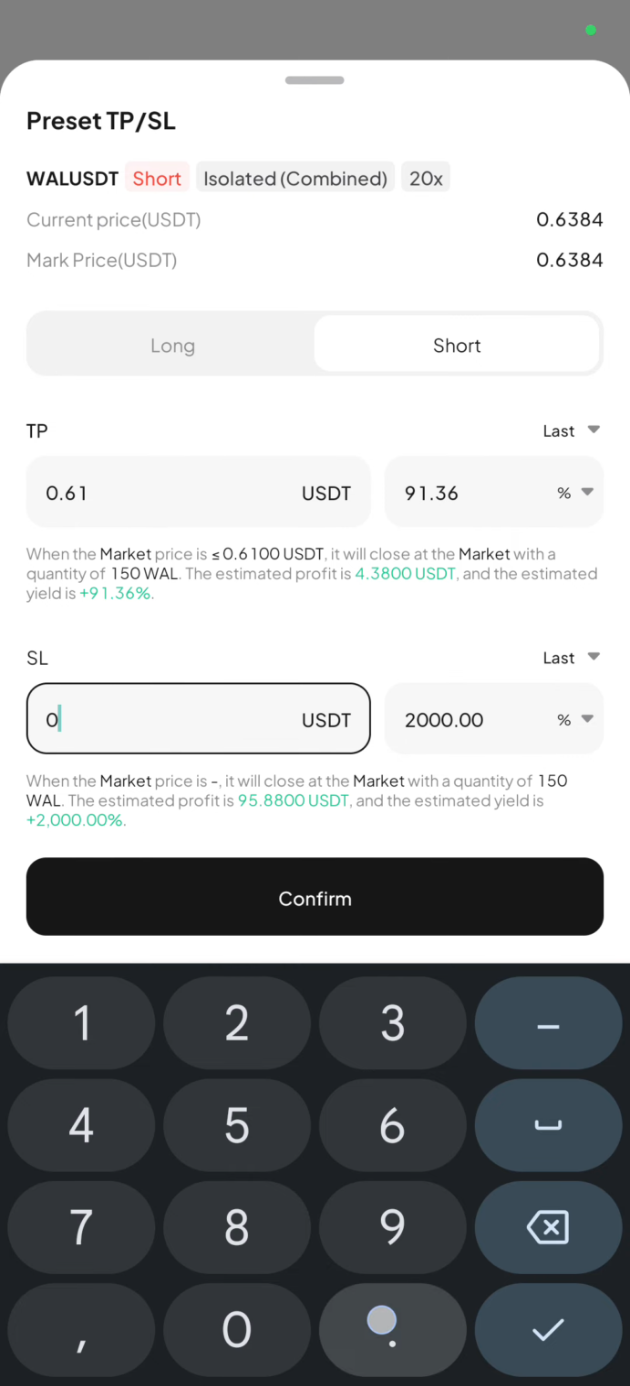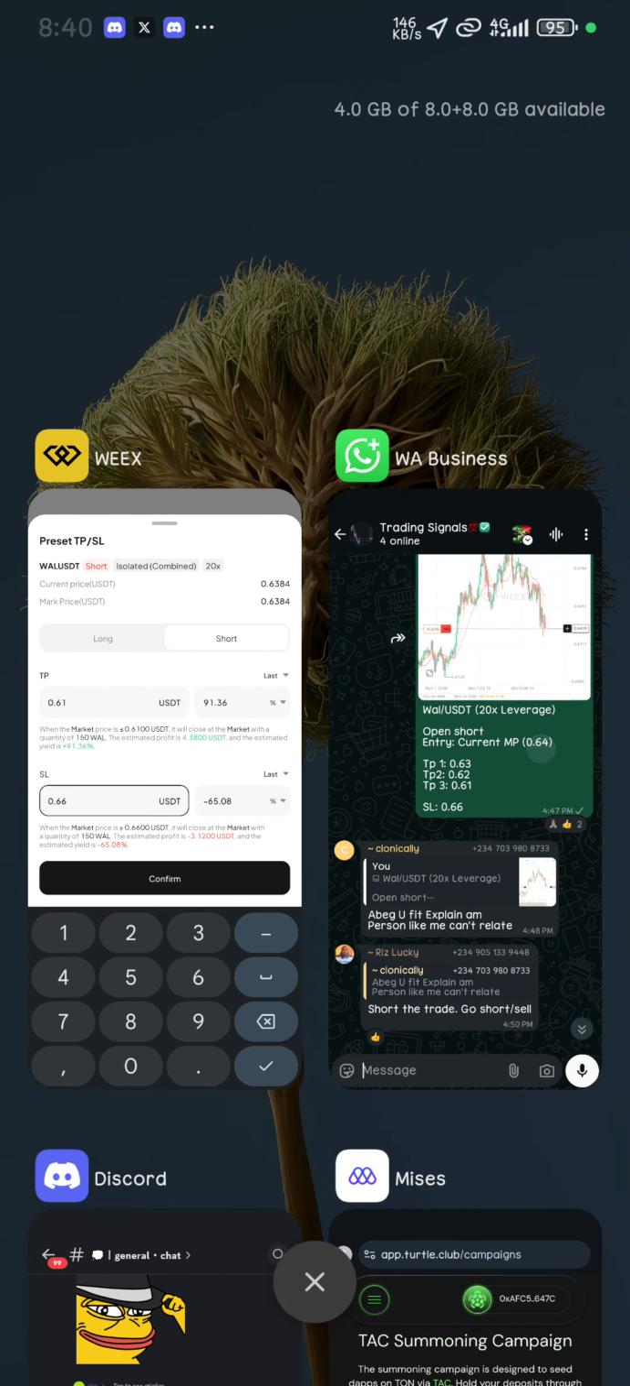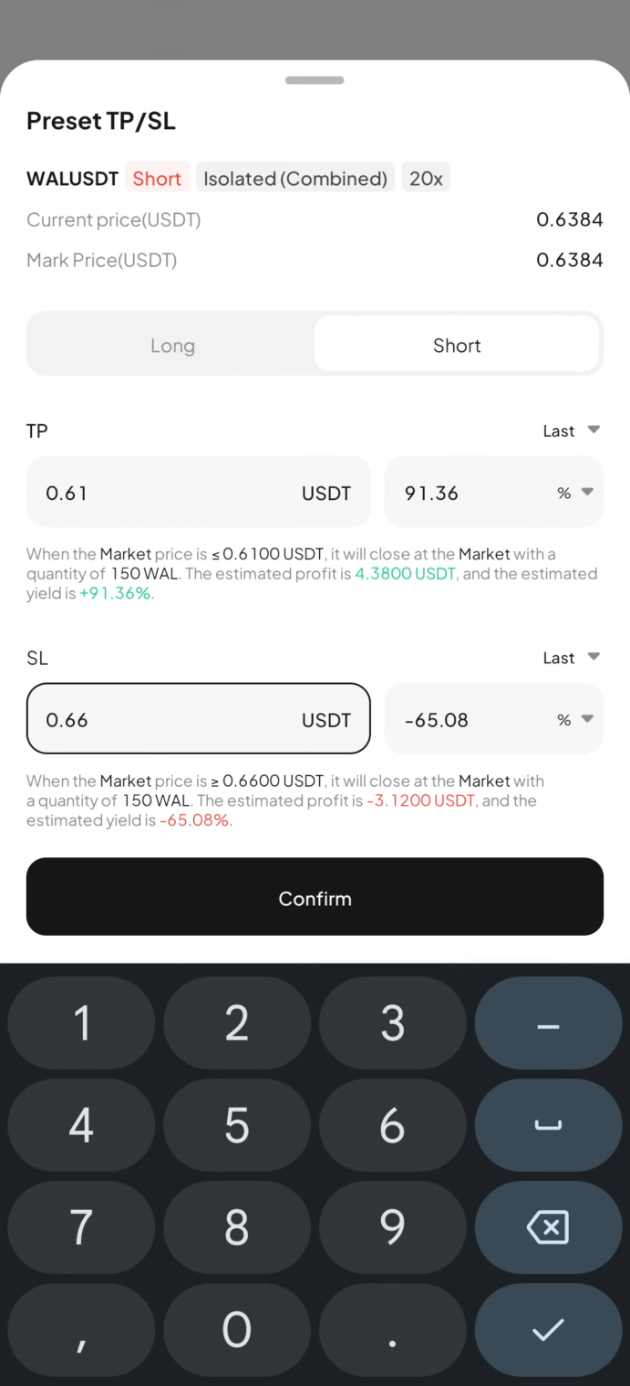So let's say for the stop loss, I'll use 0.66 according to what is here. You see the stop loss is 0.66. So that 0.66 is showing the estimated profit. It's supposed to be showing the estimated loss. I don't know why it's writing profit. The estimated loss is minus 3.12. That means if the price gets to 0.66, the amount we will lose will be $3.12, and out of that $5, we'll have just $1.88 left, if I'm correct. That's what will be remaining.